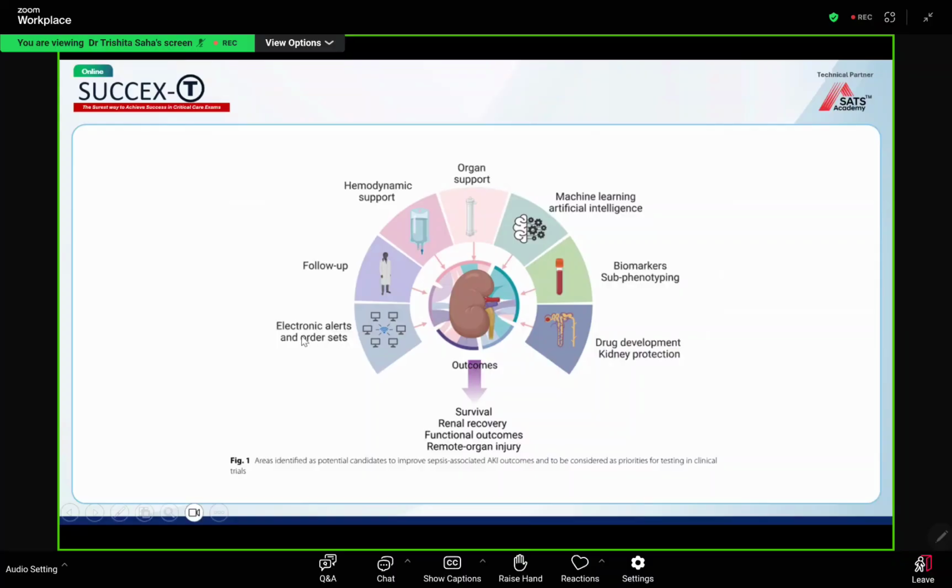You have to make electronic alerts and order sets, and follow up the patient. Then you have to give hemodynamic support and organ support. Now there is a massive role of machine learning in AKI; AI is used for prediction of AKI also. There are some papers you should read for the recent advances. And biomarkers, all the latest biomarkers have been discussed, and subphenotyping is also a very important topic, phenotyping in sepsis, and drug development and kidney protection.